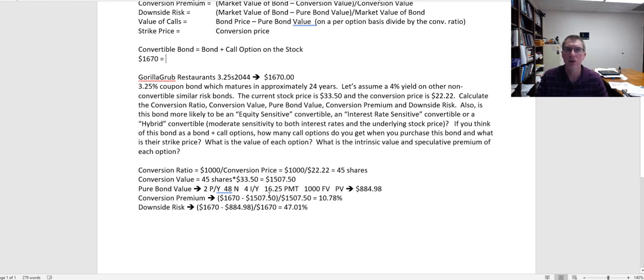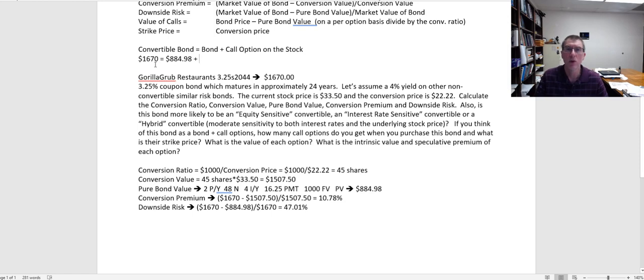A 3.25% coupon means $32.50 in annual coupon payments, which is $16.25 semi-annually, plus $1,000 par value returned at maturity. That told us the bond was worth $884.98. So the bond value is just this pure bond value calculation, and that is $884.98, which raises the question of how much is left over for the call option.